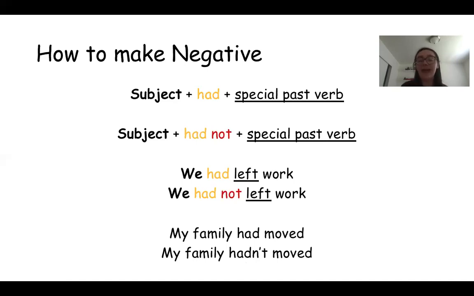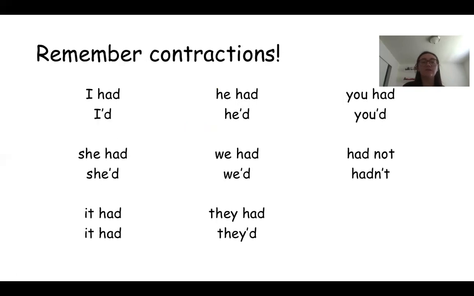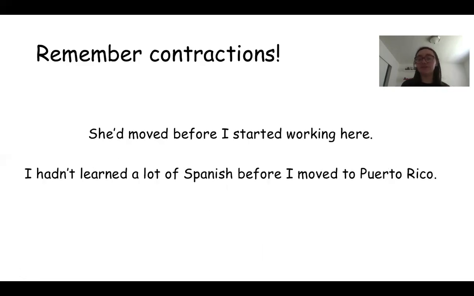And remember that hadn't is the contraction, the squished together word of had and not, right? So remember contractions. I had is I'd, she had is she'd, it had doesn't get squished together. You can only say it had. He had is he'd, we had, we'd, they had, they'd, you had turns into you'd, and had not can be hadn't. And those are some of the contractions.